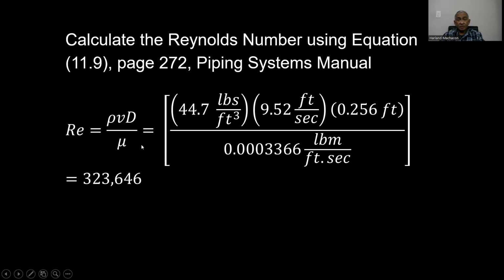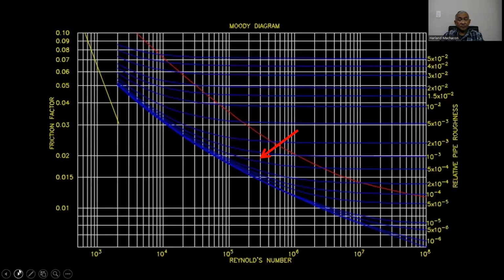And calculate the Reynolds number from the piping systems manual. Reynolds number will be equal to the density times the velocity of fluid times the diameter in feet divided by the dynamic viscosity. The result here will be 323,646. So looking at the Moody diagram, we have the value of the relative roughness, and we also have the value of the Reynolds number.